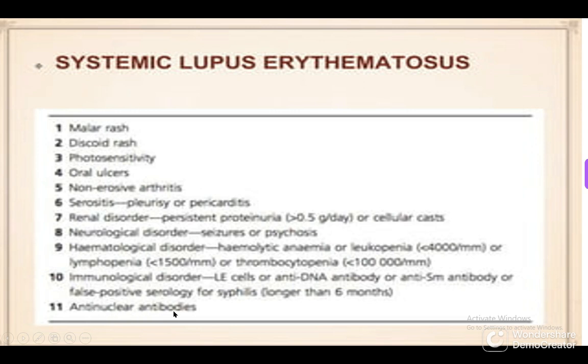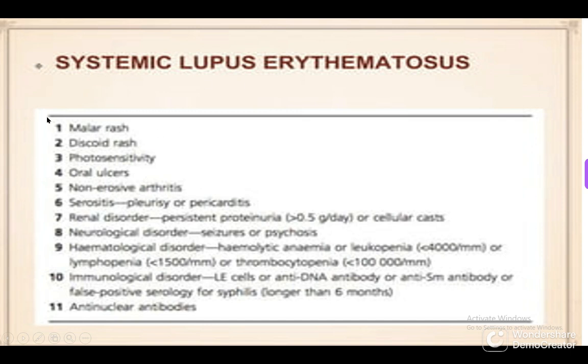And anti-nuclear antibodies should be present along with the other antibodies, out of 11. So out of 11, this is the criteria which is described in front of you, and this is called the tense criteria. Out of this whole, at least 5 to 6 should be positive to diagnose systemic lupus erythematosus.